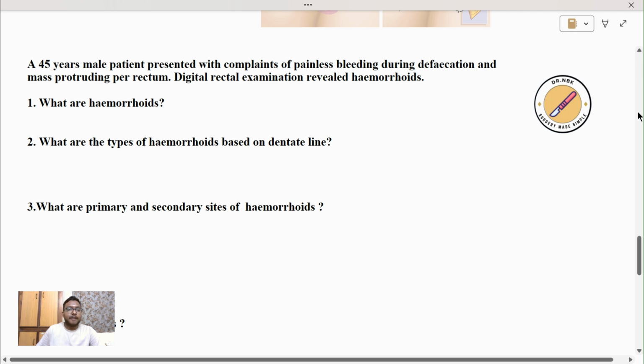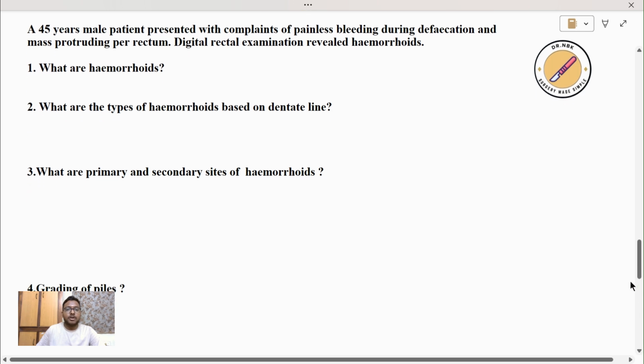A 45-year-old male patient presents with complaints of painless bleeding during defecation and mass protruding per rectum. Digital rectal examination revealed hemorrhoids. Okay, so the first question: what are hemorrhoids?